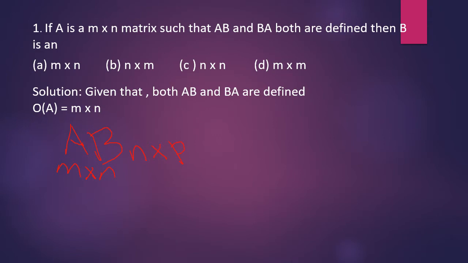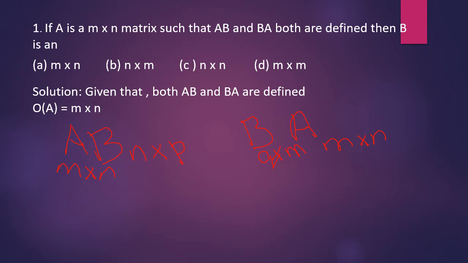And one more, this product BA exists. Given that product BA exists, again the order of the matrix A is m by n. So here also the number of columns of B is equal to the number of rows of A, then only the product exists. Therefore the number of columns will be m here, and the number of rows may be Q. Okay, so here the order of B is n by P, and here the order of B is Q by m.